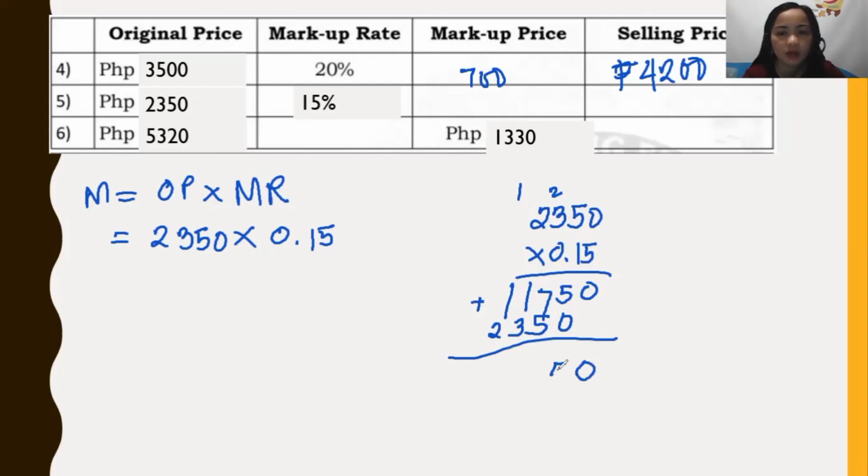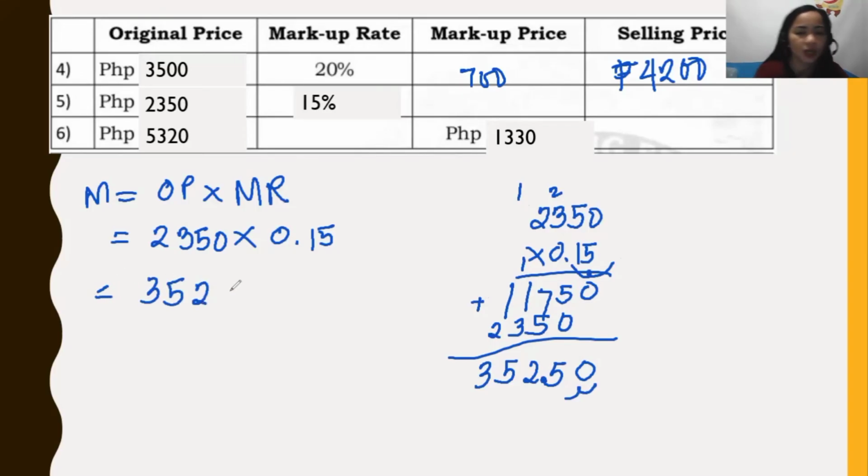We have 0, 5, 12, 5, 3. We have 1, 2, 1, 2. Therefore, the answer is 3,500. 352 pesos and 50 centavos. So that is the answer.